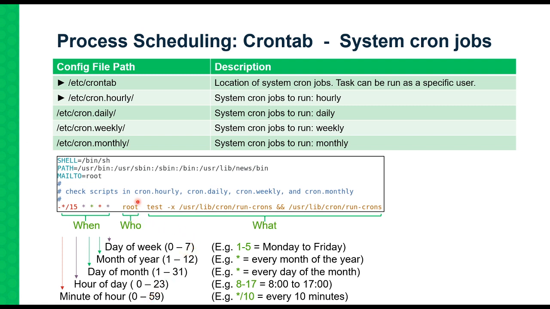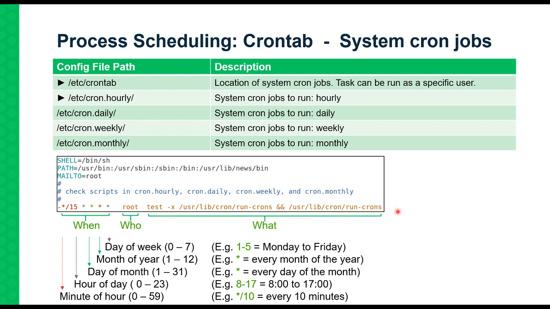Then we can define who the cron job must be run as. Now in this case, it's root. And then you can define what. Now you'll see here there is not specifically a script defined, but it should do something specific for us. So you can define the what after that.